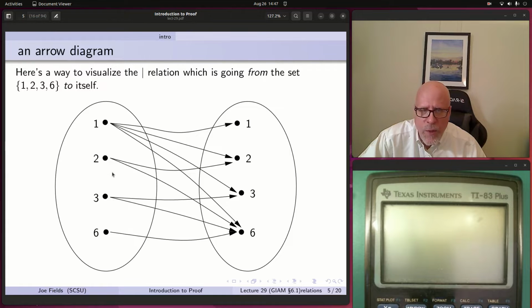If this was a function diagram, there would only be one arrow leaving each input value heading to the output side. It's perfectly fine for there to be multiple arrows, in fact, one going to multiple places. Just fine when you've got a relation, but when a function, that wouldn't be the case.